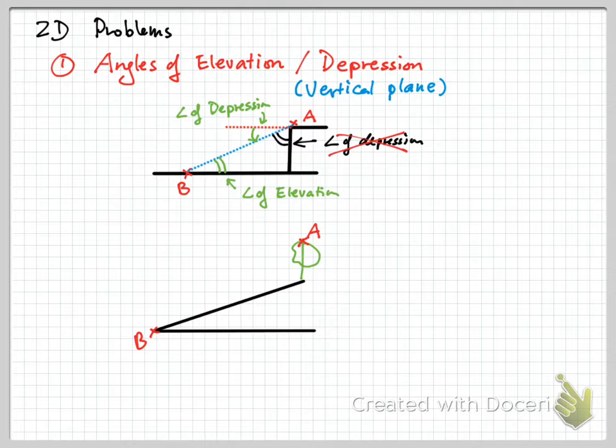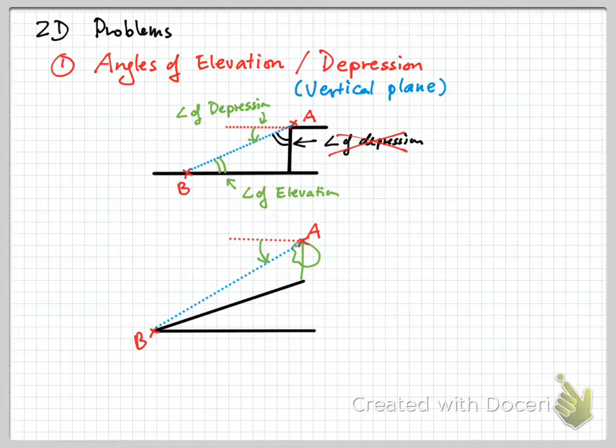When we talk about the angle of depression from A to B, once again, we draw the line of sight between A and B. So this is it. And for the angle of depression, we have to recover the horizontal. This is the horizontal. And the angle of depression will be this one.